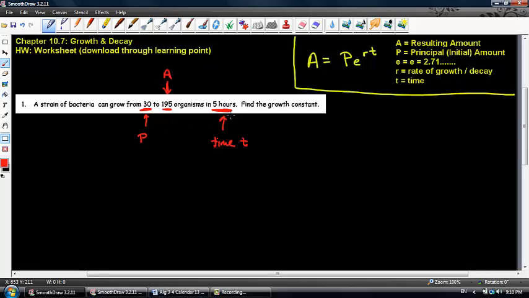Now we're trying to find the growth constant. That sounds to me like the rate of growth. So let's plug all this in. 195 is going to equal 30 times E to the R times 5, where T is 5. Okay, let's do some calculator work. I'm going to divide everything by 30. So I have 195 divided by 30, which is 6.5, equals E to the 5R.